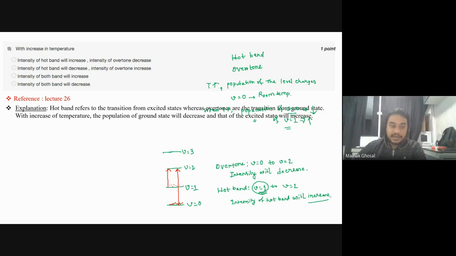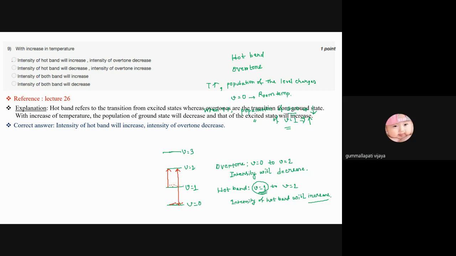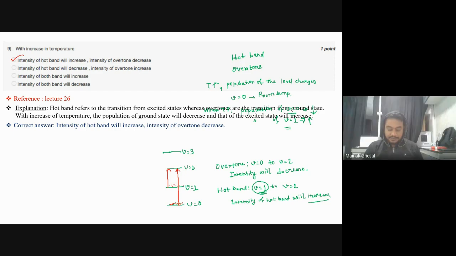So this is what is written here. The hot band refers to the transition from the excited state, whereas overtones are the transition from the ground state. With increase of temperature, the population of the ground state will decrease and that of the excited state will increase. So the answer will be: intensity of hot band will increase and intensity of overtone will decrease. Understand that?